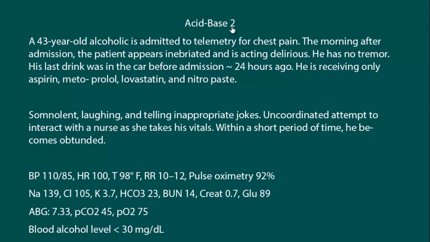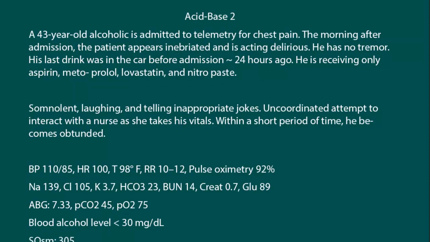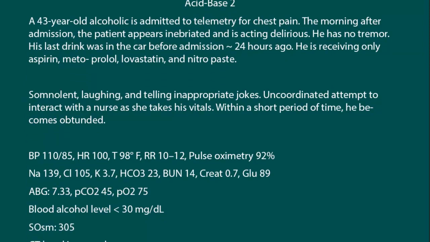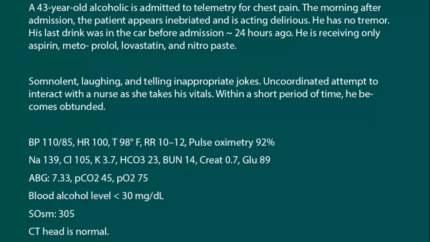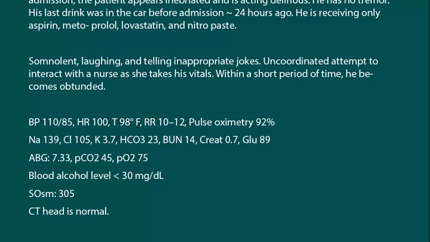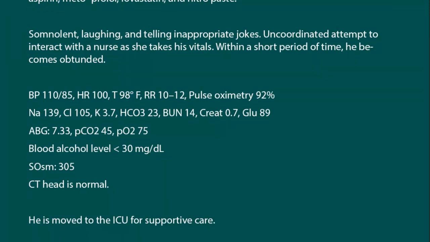Question number 2. We have a 43-year-old alcoholic. He's admitted to telemetry, has chest pain. Morning after admission, he appears inebriated and is acting delirious. No tremors. Last drink was in the car before admission 24 hours ago. He's receiving only aspirin, metoprolol, lovastatin, and nitropaste. His blood pressure is normal, heart rate 100. Temperature normal. Respiratory rate 10 to 12. Sounds a little low. Pulse oximetry 92%. Somnolent, laughing, and soon becomes obtunded.